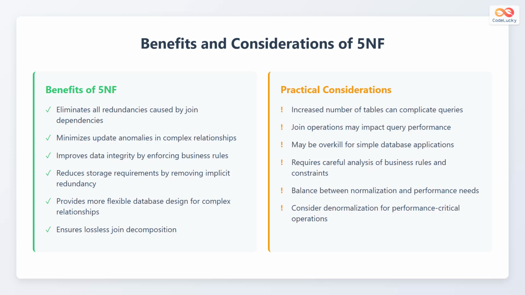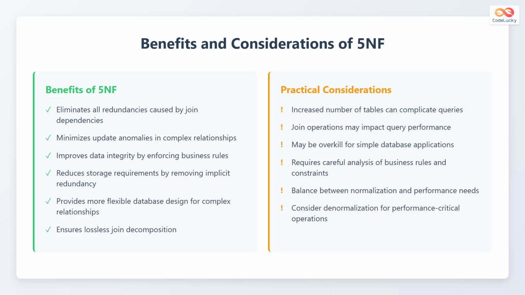It reduces storage requirements by removing implicit redundancy. It provides more flexible database design for complex relationships. It ensures lossless join decomposition. Practical considerations for fifth normal form.